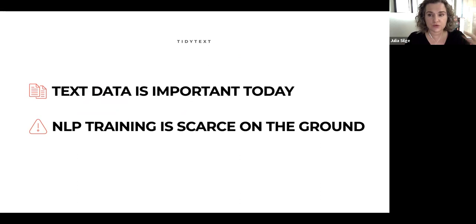Natural language processing, or NLP, training is somewhat scarce in the real world. If you actually get down on the ground with the people doing the work, it is more rare to find people who are trained in computational linguistics or something like that. So it is more rare to find people who have formal training. And that is true of me as well.